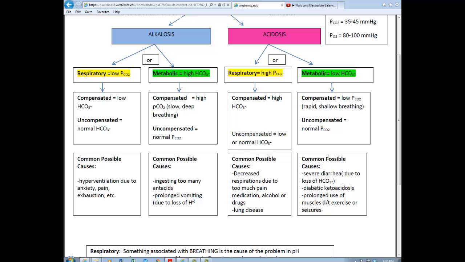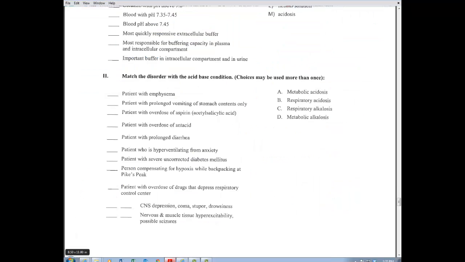So going back to our worksheet then, if I have a patient with emphysema, that's a lung problem. And remember, they can't exhale properly, so they build up CO2, so that would be respiratory acidosis, letter B. Prolonged vomiting, we're losing hydrogen ion from the digestive tract, so that would cause pH to go up. That's a metabolic alkalosis. If I ingest too much aspirin, again, I'm bringing in an acid into the body, so that would be metabolic acidosis. If I overdose on an antacid, that would be metabolic alkalosis.